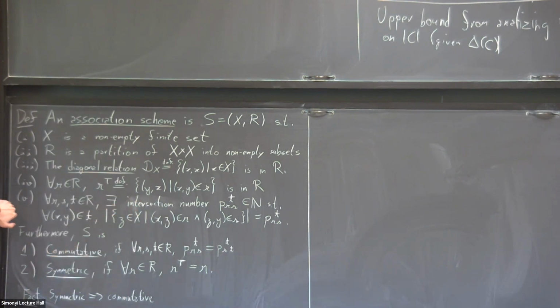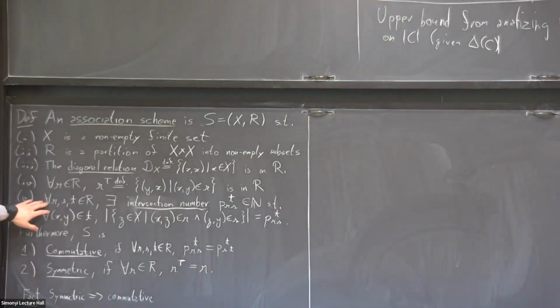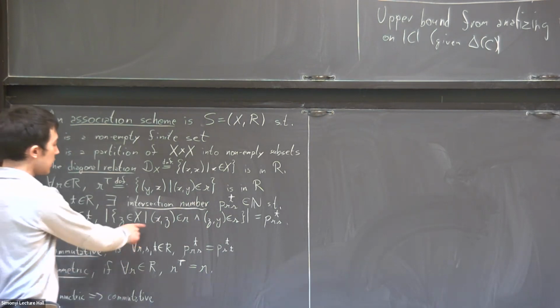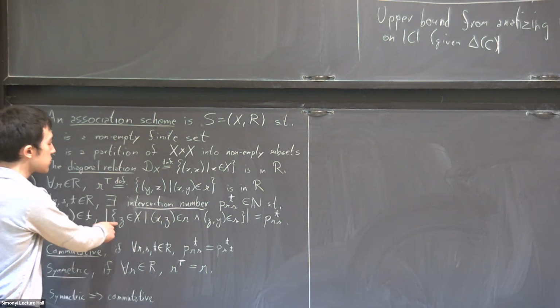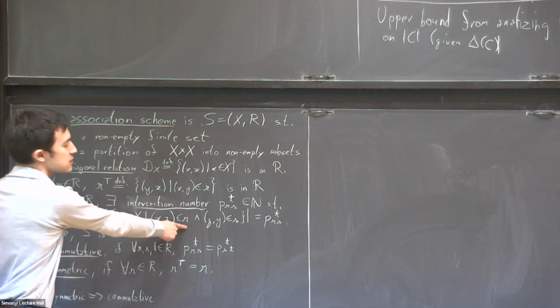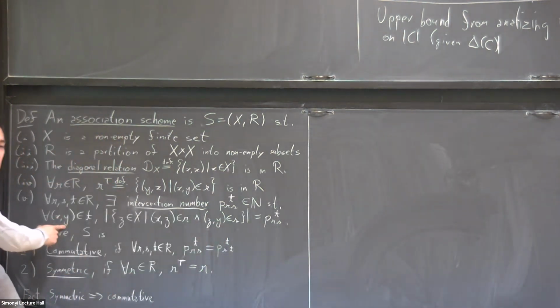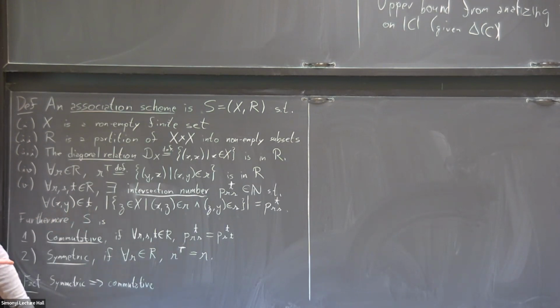What makes this more than just a set with a partition of the relations are the intersection numbers. I give you three relations R, S, T, and there should be a number that counts, every time you give me an x and y in relation T, the number of z such that xz is in relation R and zy is in relation S. And it should not depend on x, y as long as I pick them in T. So it's some sort of regularity condition.